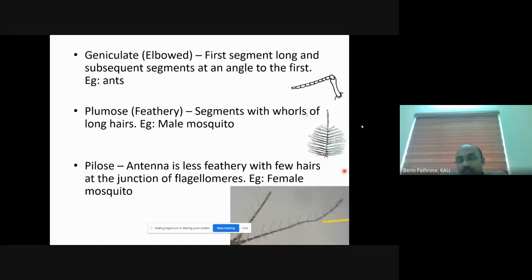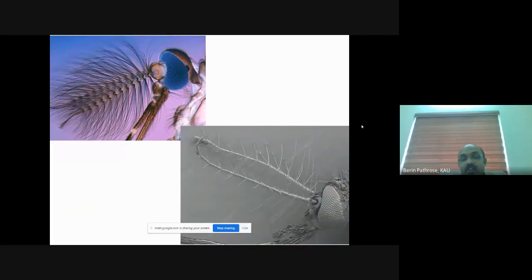The diagram is over here. You can see the picture over here. This is plumose, this is pilose. Here the number of hairs is more, here the number of hairs is low.